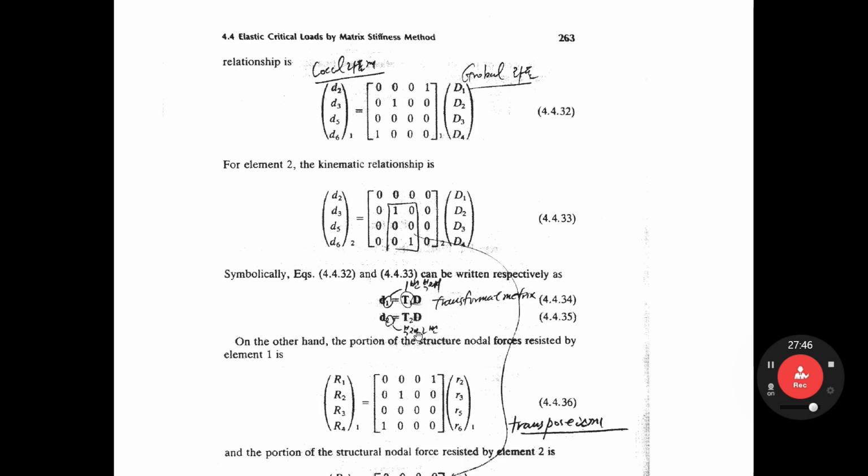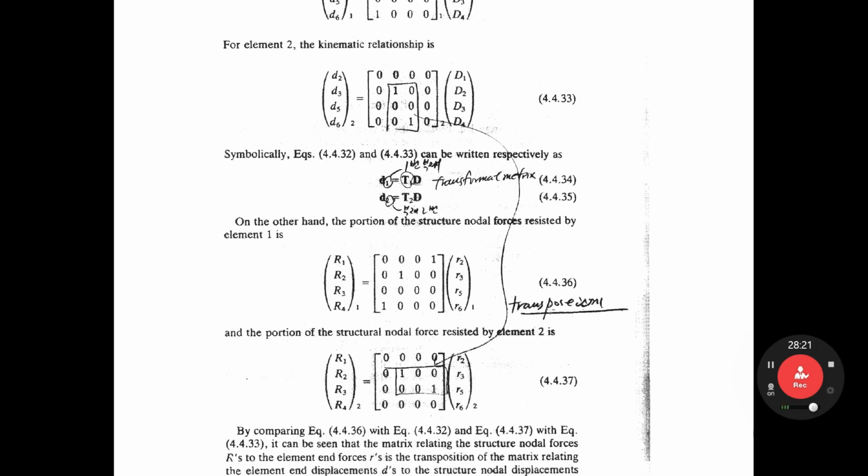You can write this symbolically. This D1, you use the bold character. D1, that is T1, that is global coordinate D. Element coordinate displacement D2, that is T2, that is D. So T1, T2 are called transformation matrices.